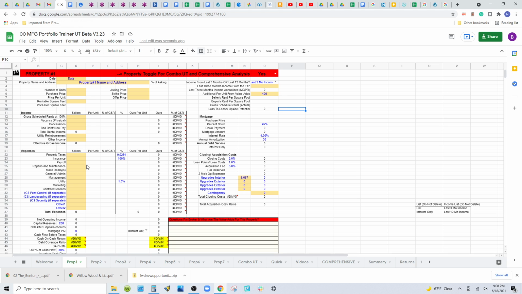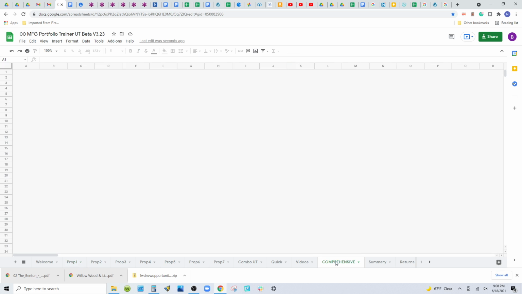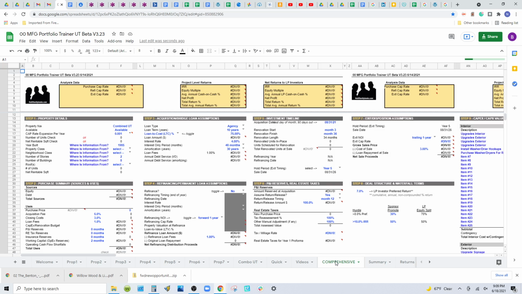It's a portfolio underwriting template because it's got 7 properties that roll up into one combo underwriting template, and then that feeds into a comprehensive template. The comprehensive template will let you do all the things you'd like to do in a full analysis prior to an LOI, including designating hold time period 1 through 10 years.